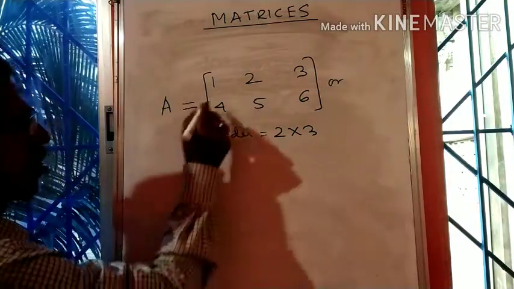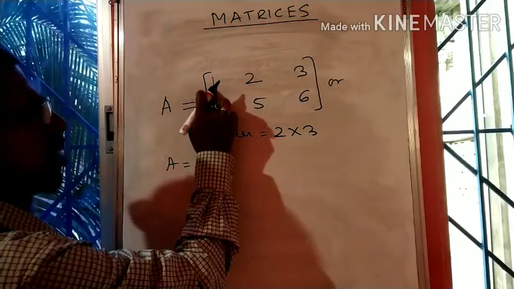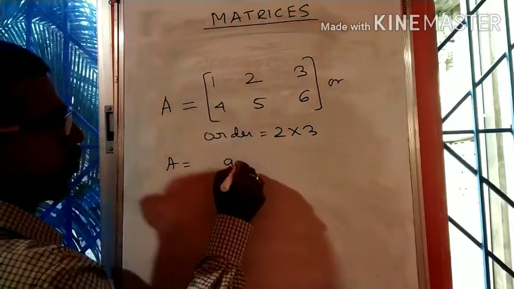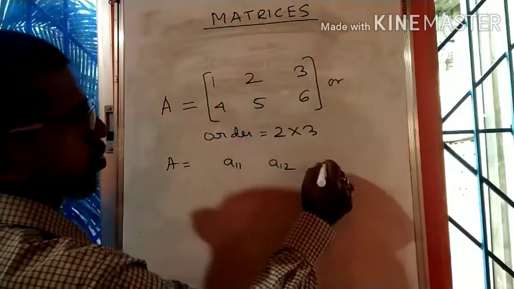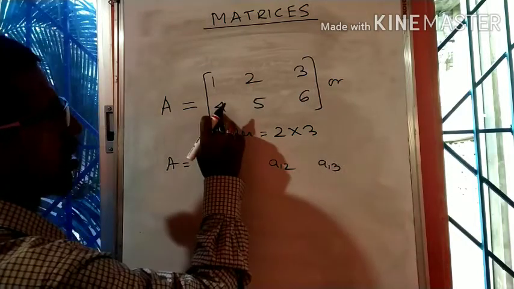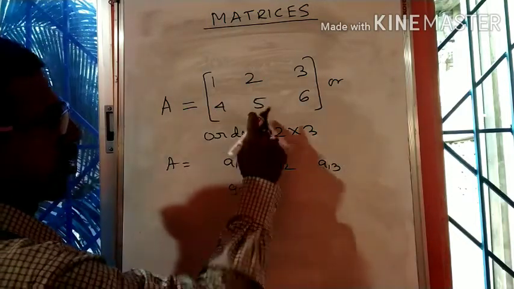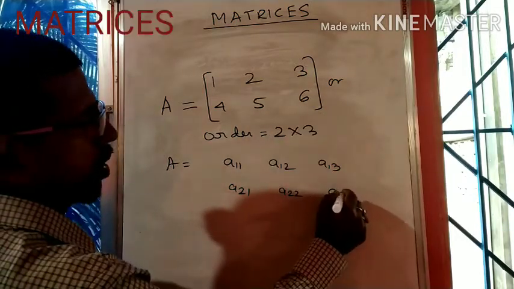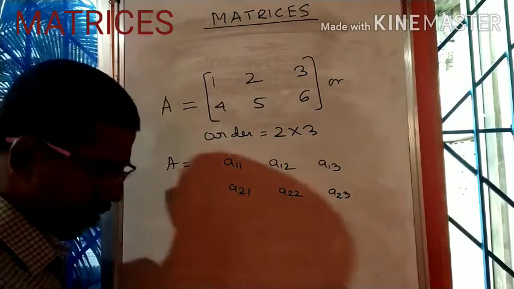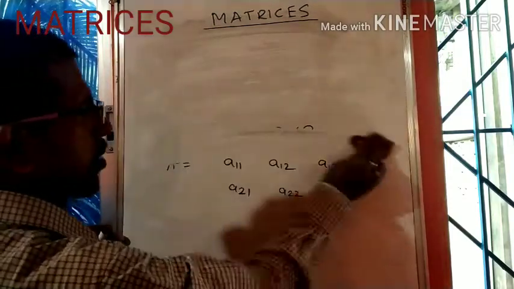So the construction of the matrix will be A. This element is first row, first column, so we can denote it by A11. This is A12. This element is A13. This is second row, first column, so A21. This is A22 and this element is A23. Similarly, we can find out the positions of the other elements.